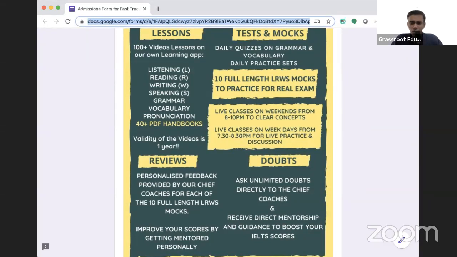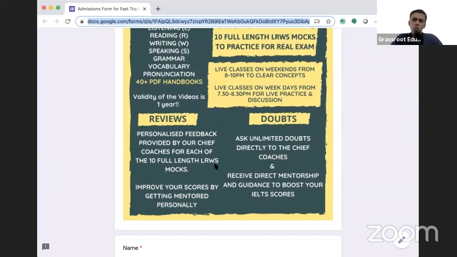Just getting a question on the comment box. Devyani asks whether speaking will be one-on-one or in a group. For the speaking mock test, of course, speaking will be one-on-one. We will take your interview directly, only with you, and that interview will be recorded.